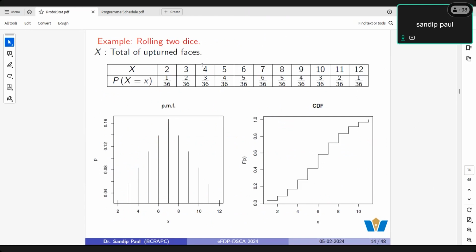So if we consider the rolling of two dice, and we denote the random variable capital X as the sum of the faces on the upturned faces, we can get the numbers 2, 3, 4 up to 12 if we roll two dice. Now getting 2 can be obtained only once out of 36 outcomes, so its probability will be 1 by 36. Similarly, 3 can be obtained twice, so in that case its probability will be 2 by 36. So you can see the numerators denote the frequencies.